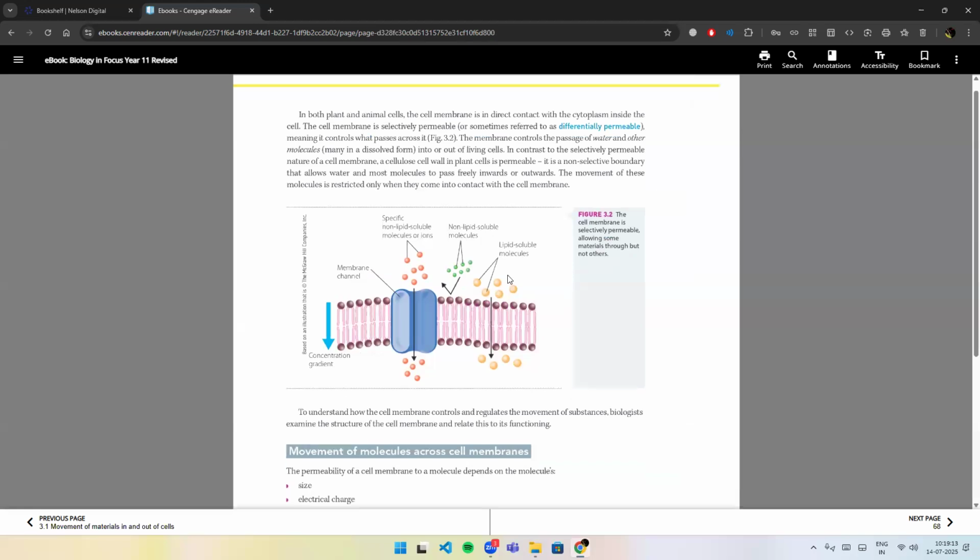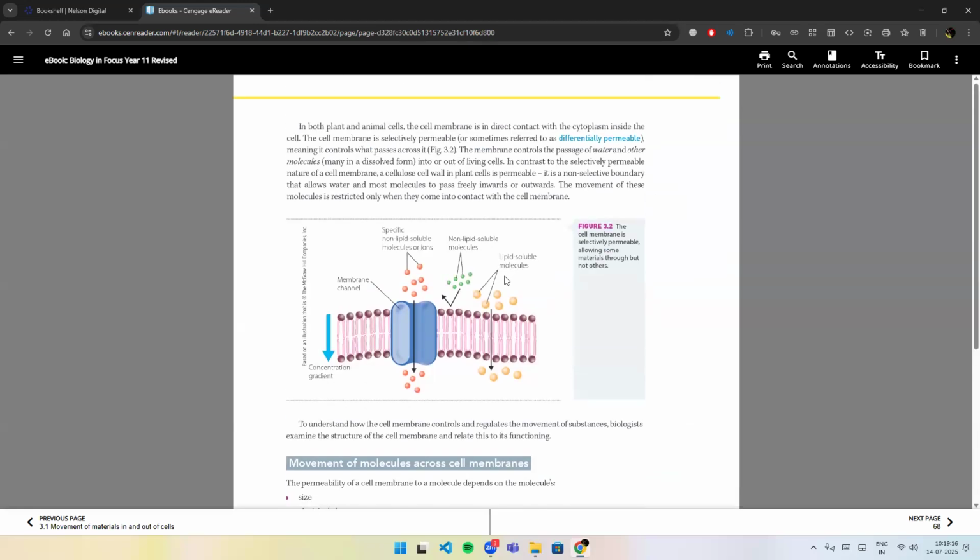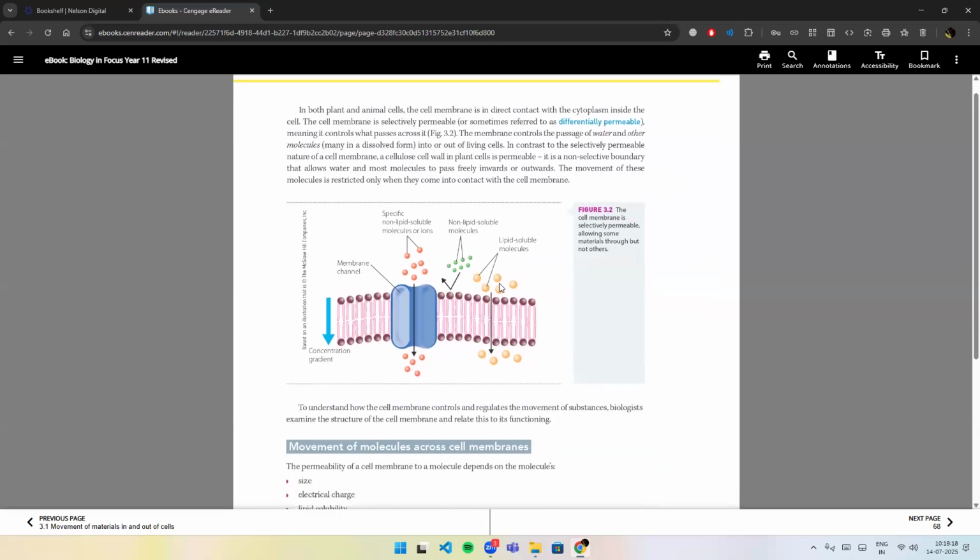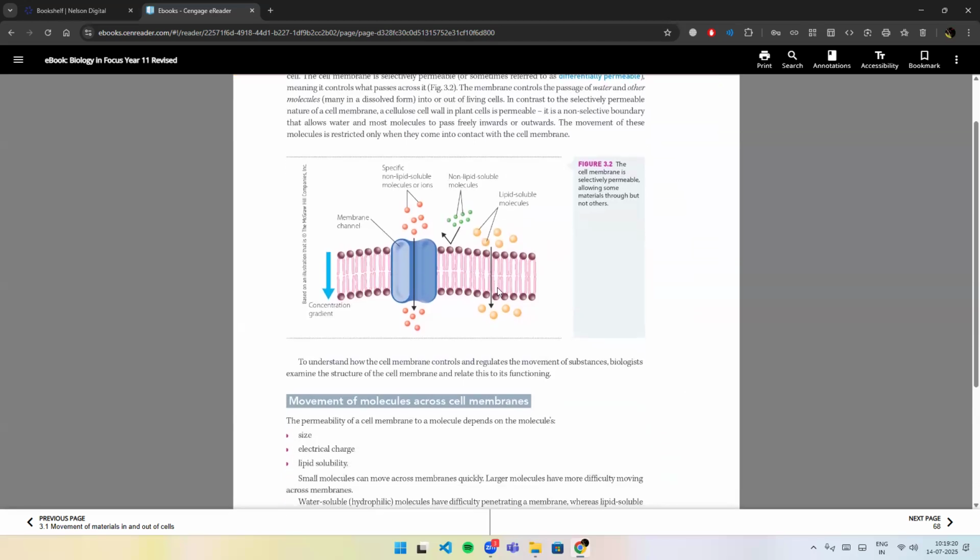In both plant and animal cells, the cell membrane is in direct contact with the cytoplasm inside the cell. The cell membrane is selectively permeable, or sometimes referred to as differentially permeable, meaning it controls what passes across it. The membrane controls the passage of water and other molecules into and out of living cells.